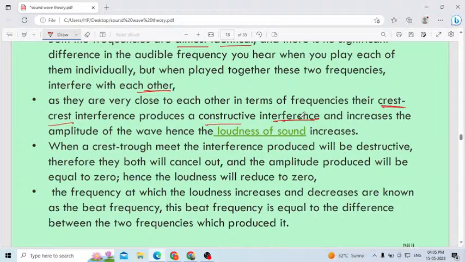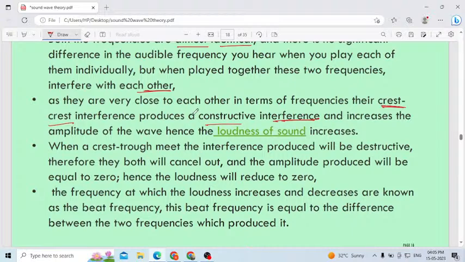When the crest of one wave meets the crest of another wave, when both crests overlap, we call that interference a constructive interference. When the crest of one wave and the crest of another wave overlap, that type of interference we will consider a constructive interference.